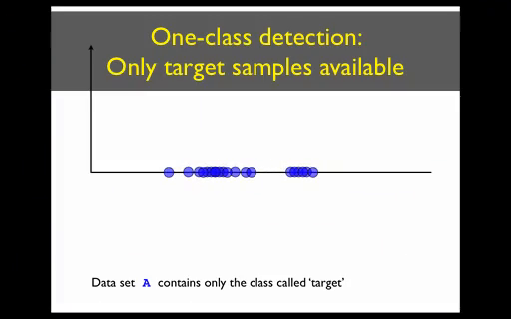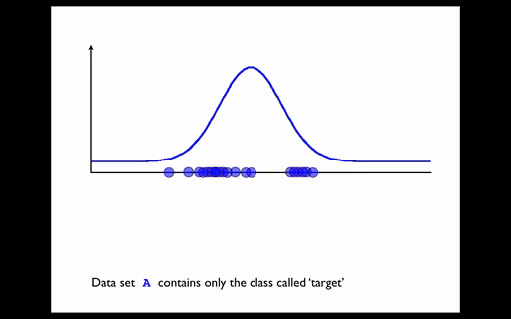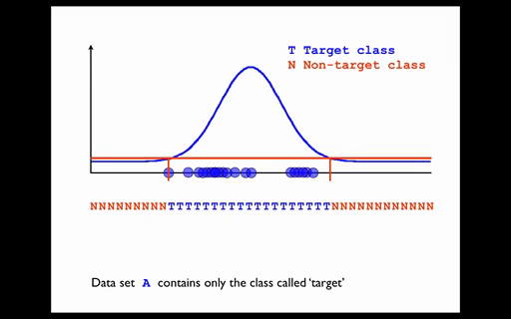The blue dots are data samples from my target class. We need to describe the probability distribution of the class. Let's use, for example, a Gaussian model. Now we can set a threshold on the probability density. Every sample with density above the threshold will be labeled as target, otherwise as non-target.